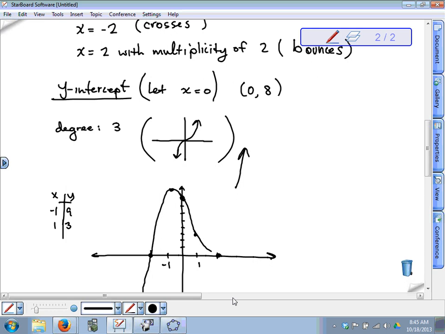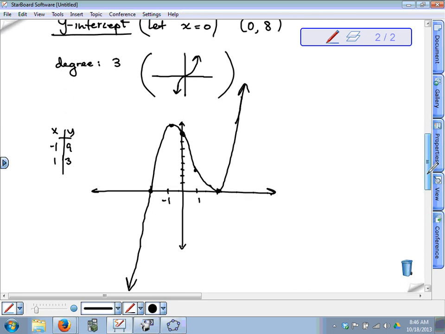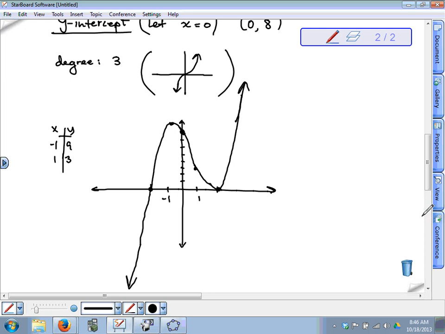What's the behavior of that x-intercept? It bounces, so it's just going to touch the x-axis and bounce off and connect with that part of the end behavior. That's what the graph looks like, or a rough sketch. If we wanted to get an exact sketch, we'd have to use technology, our graphing calculator. But we don't. We're limited to do this by hand.